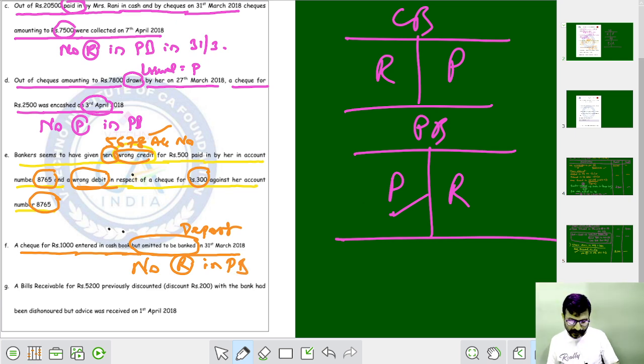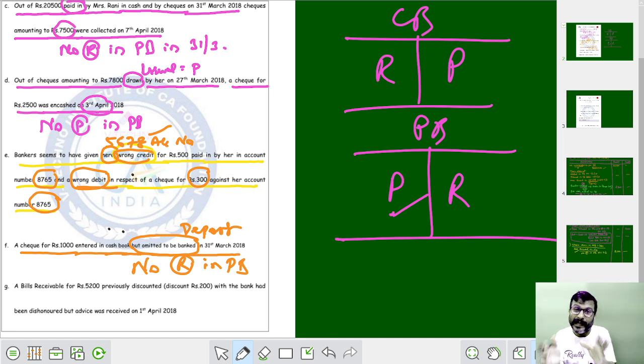Did you understand? A check for 1000 entered in the cash book. Entry was made in the cash book. He is not specifying where it is entered. Is it receipt or payment? He was hiding that sentence. He is giving a very good challenge to the student mindset. Later he is telling that, but omitted to be banked.